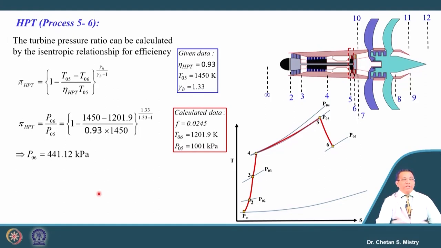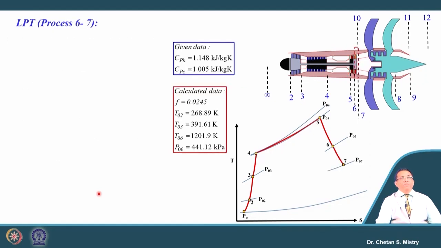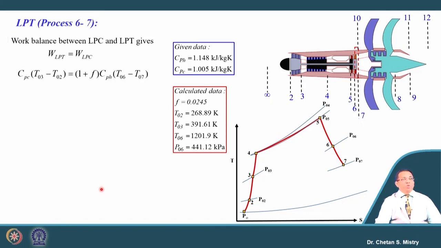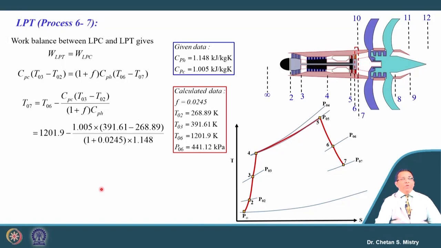Now, this will be the inlet condition for our next stage, our LP turbine. For the LP turbine, in line with what we have done for the HP turbine, the LP turbine is used to rotate only the LP compressor. If we write our work balance equation, we can calculate the outlet temperature from the LP turbine, and this temperature comes to 1097.03 Kelvin.